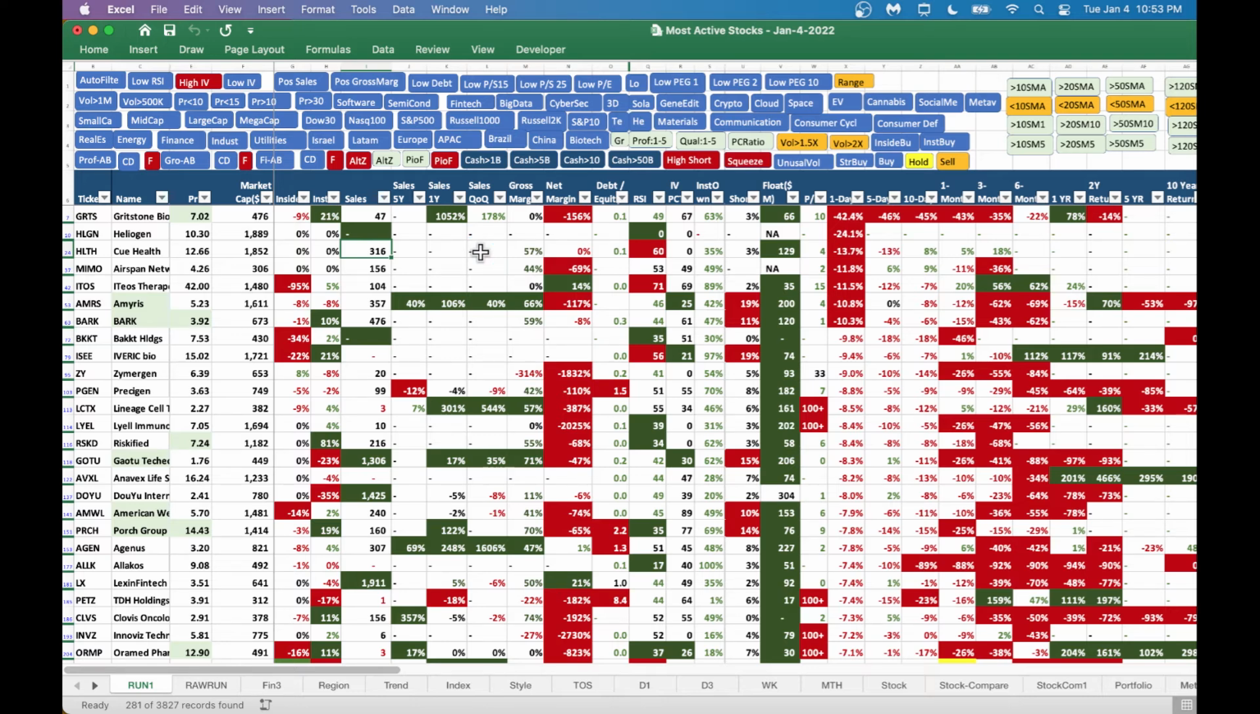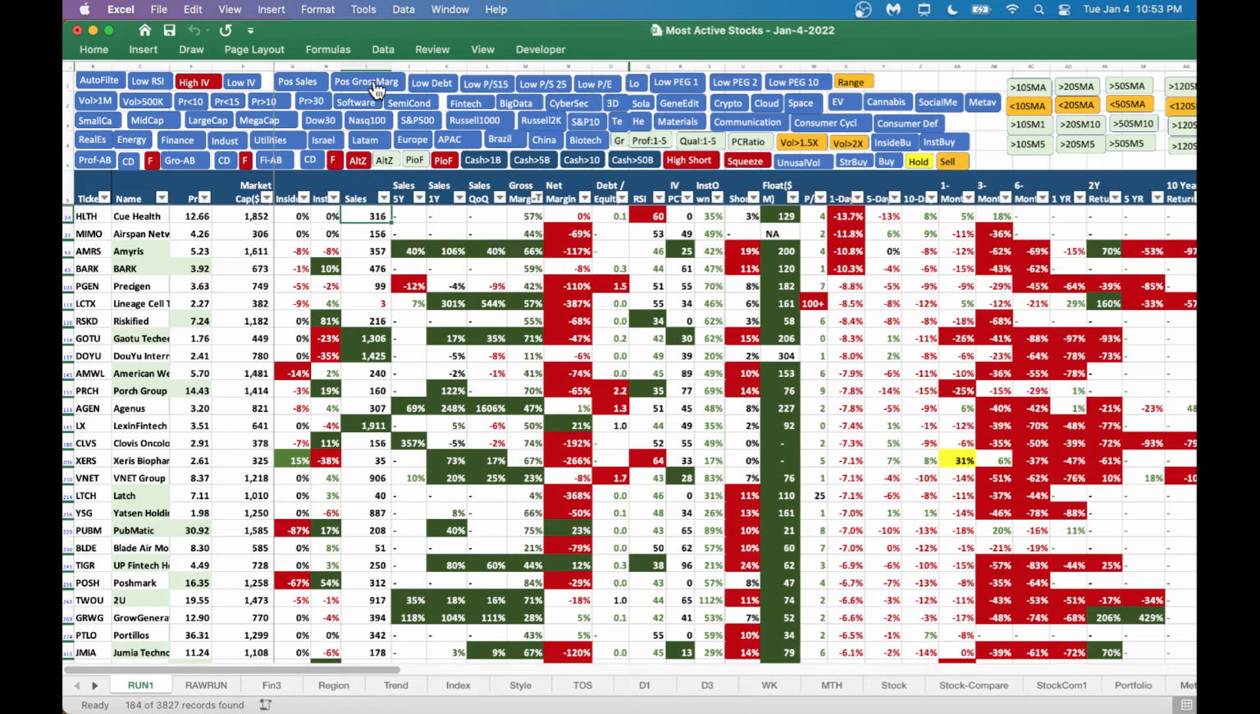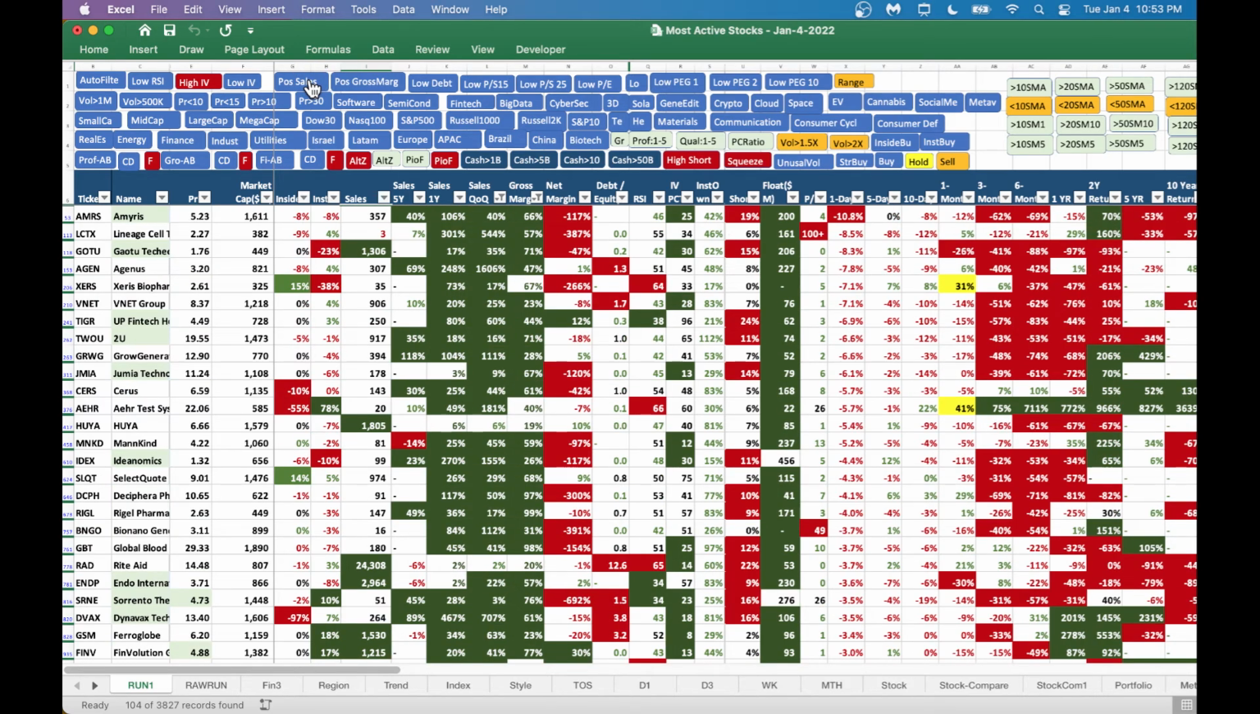So what we'll do now is we'll go after quality here. We'll say we want a positive gross margin. So we kind of eliminate some of these names here. And we can also go for positive sales so that we can eliminate some of the weak links here. Now we are going after positive sales. Now we can look at some of these names here.